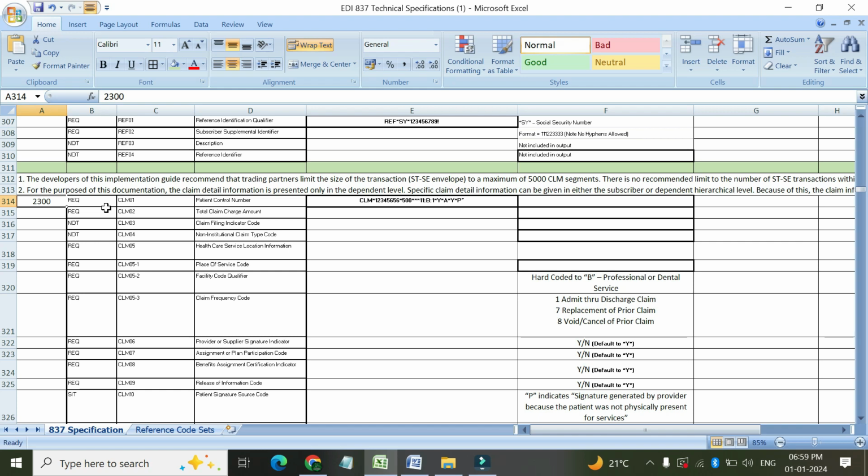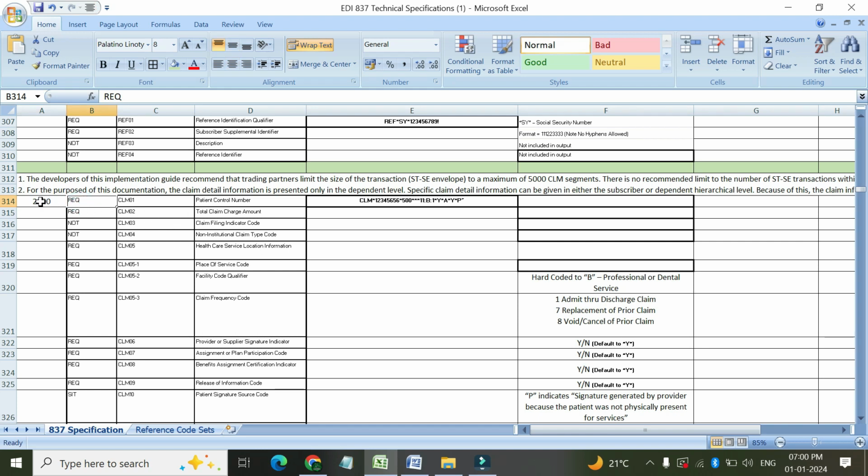So basically all the information that is common to that claim goes on the claim level, and Loop 2400 is known as line level or line item level, which means that on one claim maybe there are 5 services that are provided. So that service related information will go in Loop 2400. We'll see that in our upcoming videos, but let's concentrate on Loop 2300 for now.